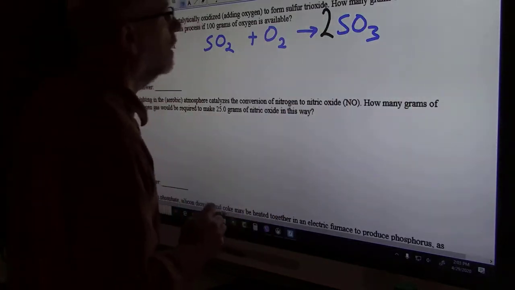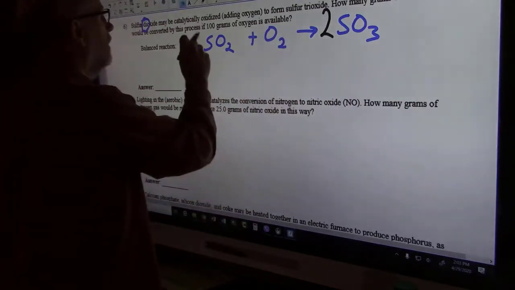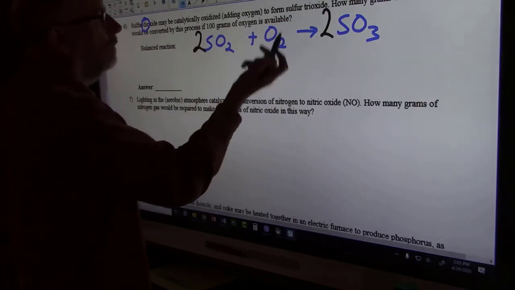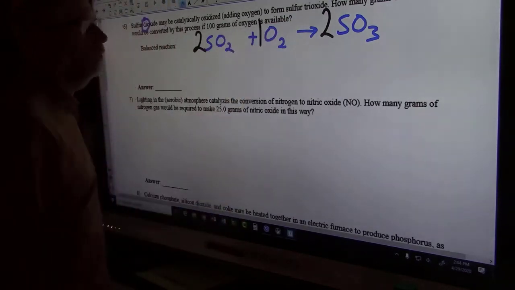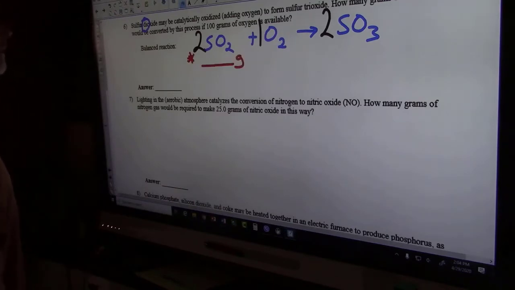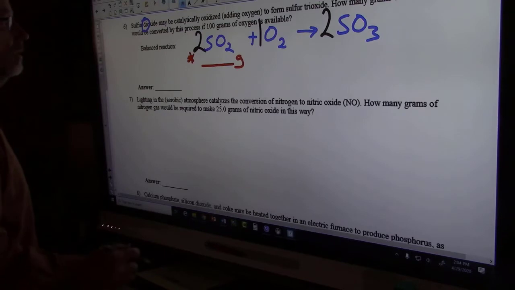Let me see if that works. If I had 2 sets of 3, that'd be 6. 2 sulfurs, I need 2 sulfurs. I have 2 sets of 2 is 4 plus, oh, yep, worked. It's a 2 to 1 to 2 mole ratio. How many grams of sulfur dioxide would be converted by this process if 100 grams of oxygen is used?